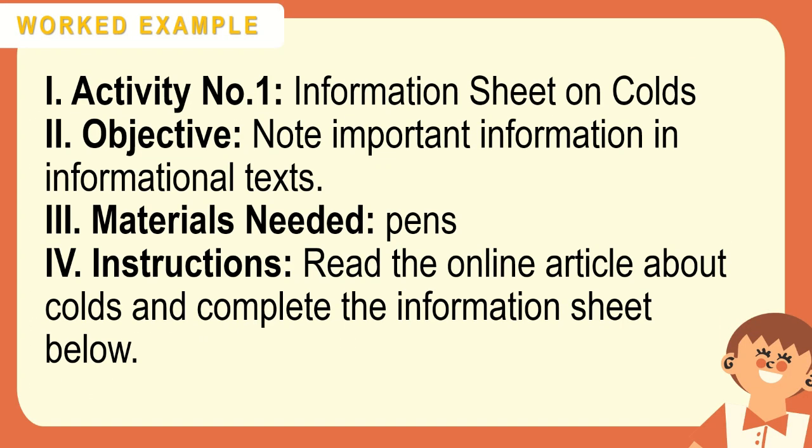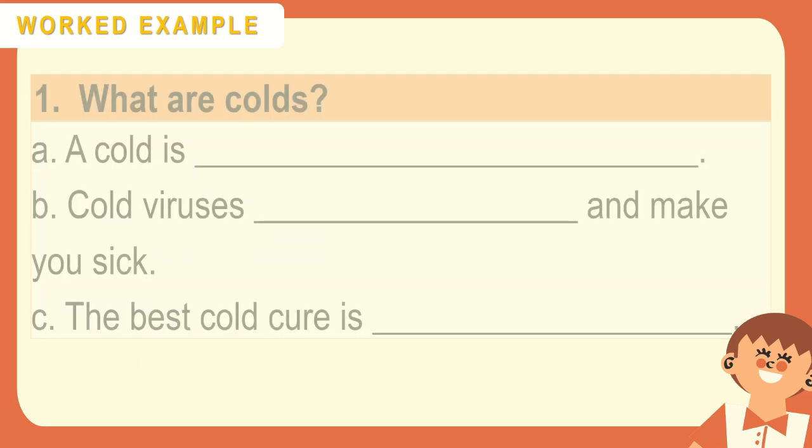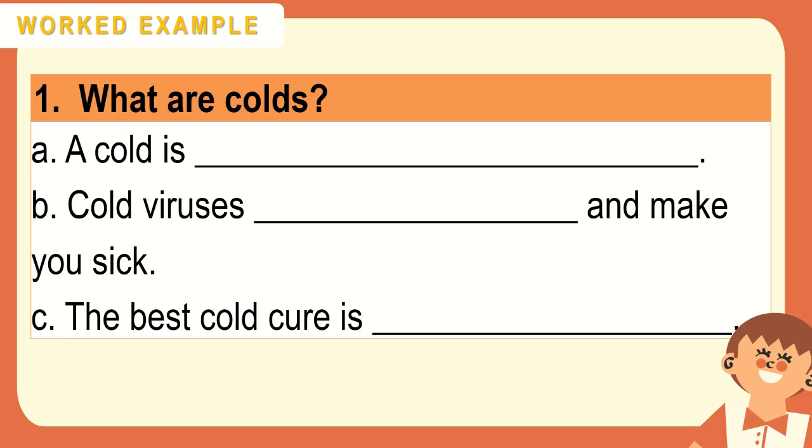For the work example, let's have activity number 1, information sheet on colds. Objective: note important information in informational text. Materials needed: pens. Instructions: read the online article about colds and complete the information sheet. What are colds?